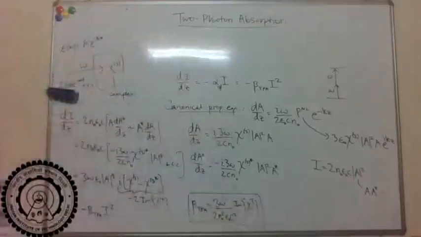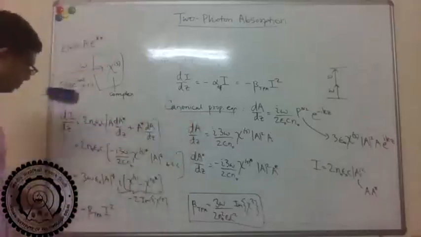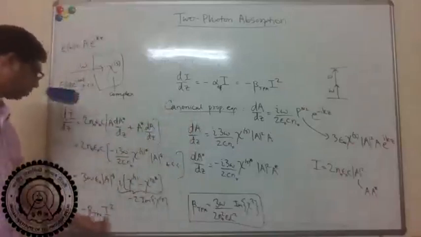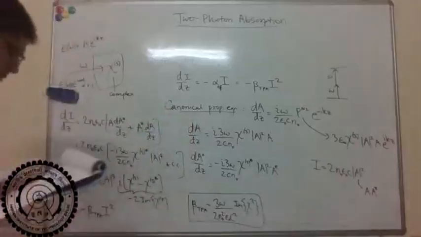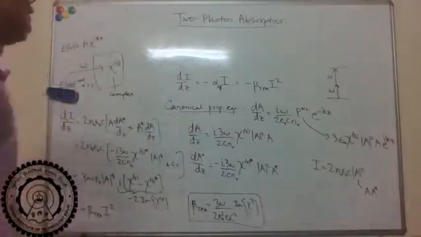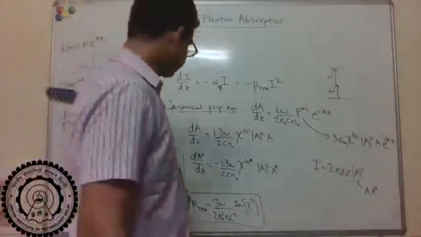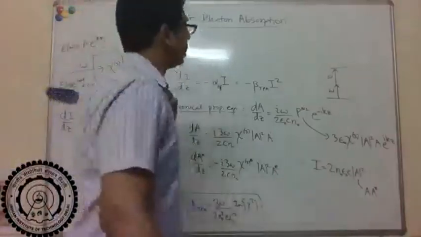Okay. So this is a more direct way just to see directly from the canonical propagation equation. You get that the intensity decays at some constant times the square of the intensity. Right. So the beta here is proportional to the imaginary part of chi3.